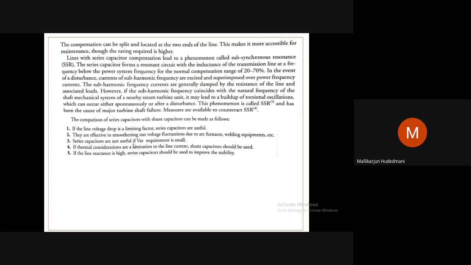Series capacitors are not useful for volt ampere reactive equipment if it is small. So for a larger compensation, we should go for series compensation. If thermal considerations are the limitation of the line current, shunt capacitors should be used. So thermal rating, you might have seen in some simulation we have used a thermal rating of a transmission line of 100 MW, 100 MW we have used in the model. If there is a real transmission line with the thermal limitation imposed, suppose it is going neck to neck with which, definitely the compensation technique to be taken is shunt compensation rather than series compensation.